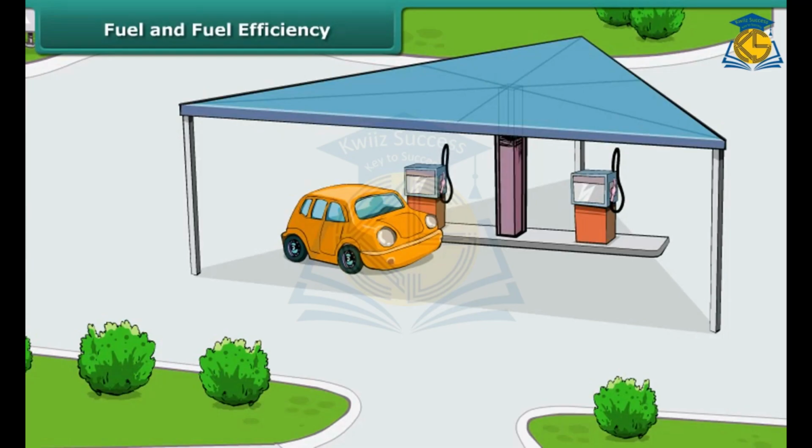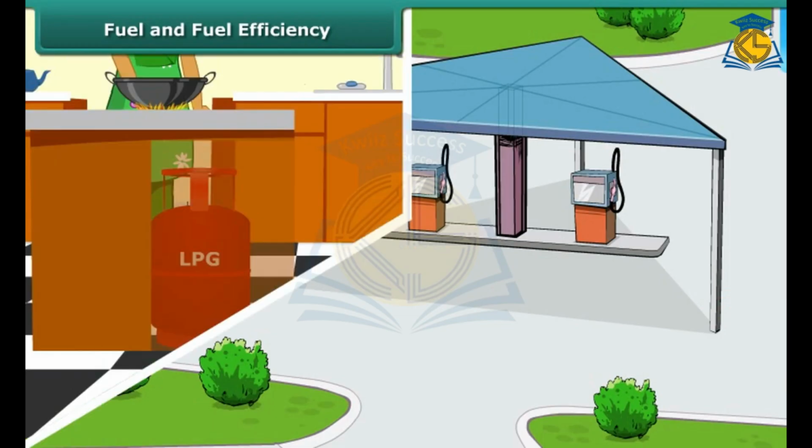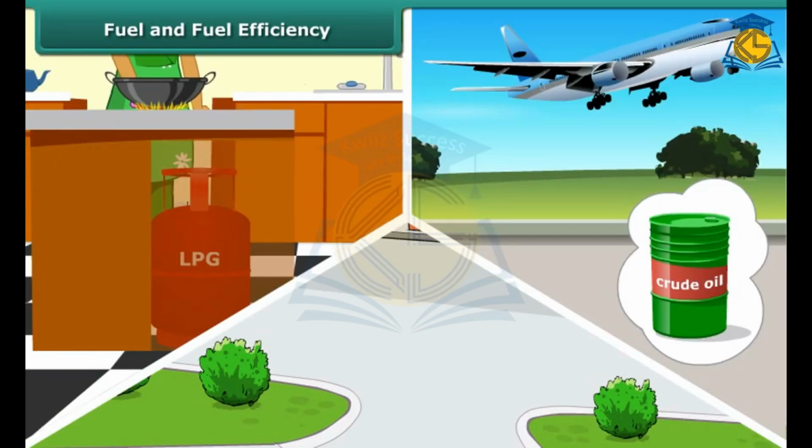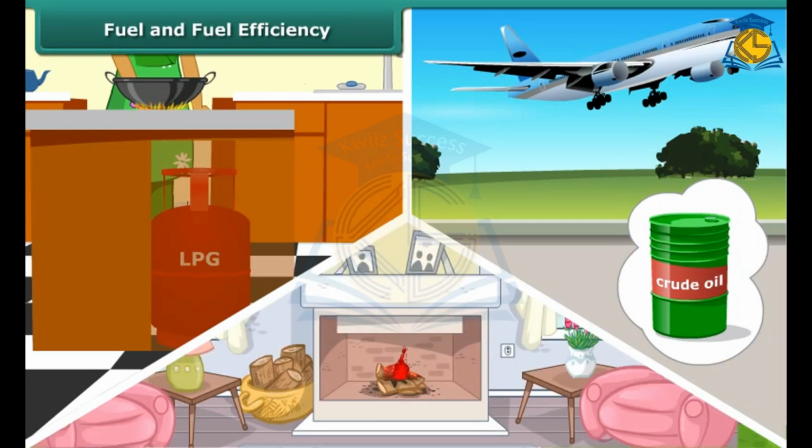Fuels are an important source of energy. We use petrol or diesel for driving a car, LPG for cooking food, crude oil for flying an airplane, and wood to provide warmth. All these are fuels. All fuels do not burn efficiently.